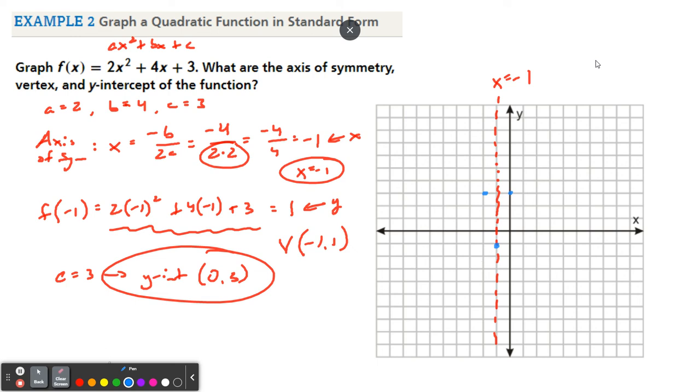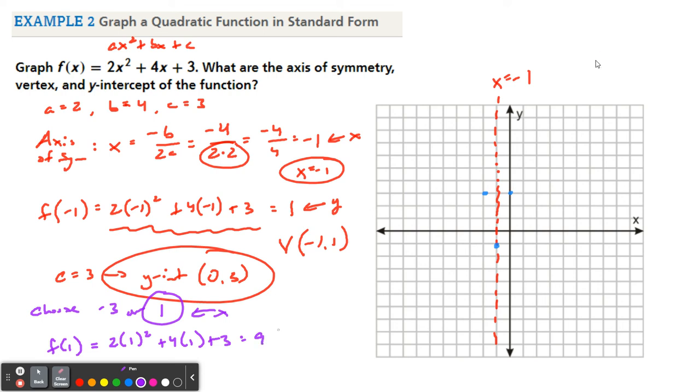So your choices are, you can choose negative 3, or 0, or 1. Choose one more to the left or right of the points you know. I'm going to choose 1. So plug it in. This is your x value. So f of 1 equals 2 times 1 squared plus 4 times 1 plus 3. That's 2, 4, and 3. That is going to be 9. So another point on your graph is 1, 9. So I'll graph that. 1, 2, 3, 4, 5, 6, 7, 8, 9.